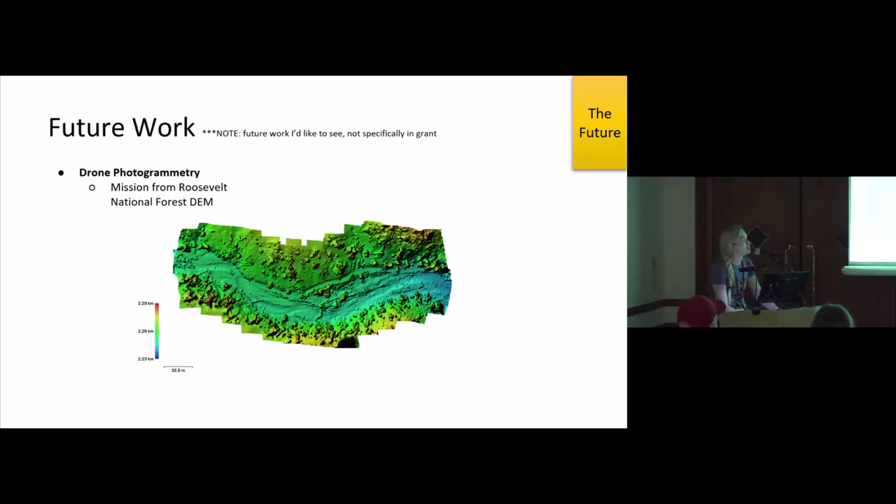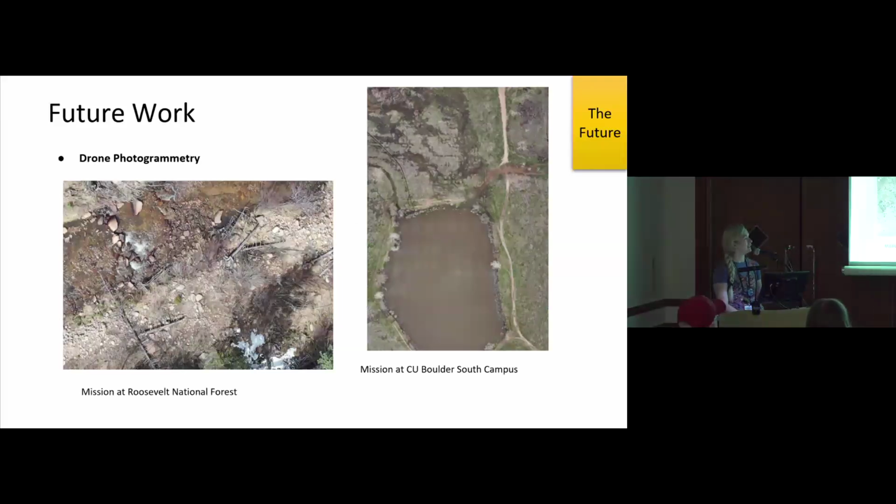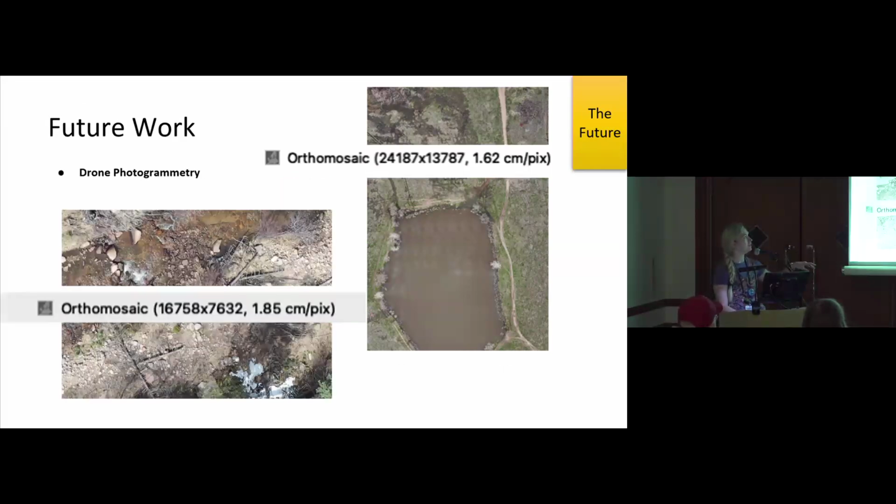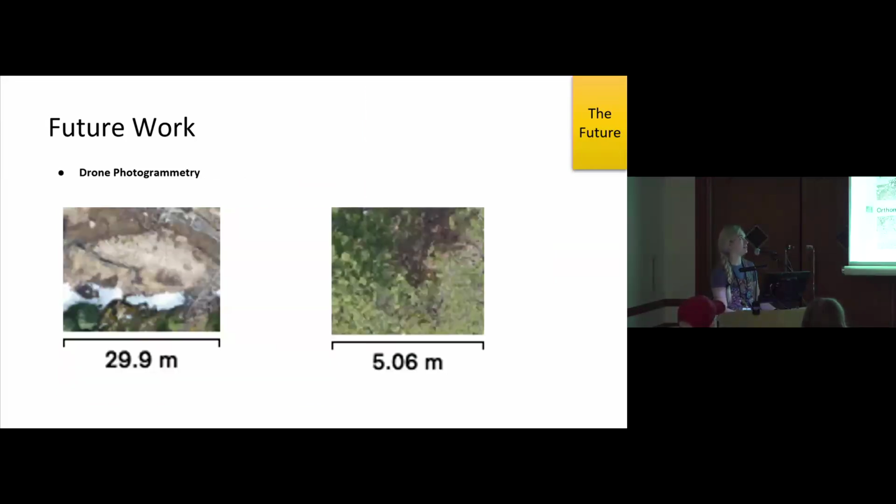And other future work that I would really love to see is the introduction of drone photogrammetry as another layer, because I said that each average pixel is 5 by 5 meters resolution. This is some missions that I've flown around Colorado. And you can see that I can get a lot of these down to, depending on how high I'm flying and how much overlap I have, all the way down to 1.85 centimeters per pixel, which is really great for training models to have that amount of data.